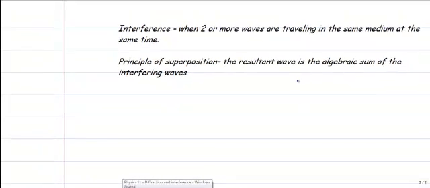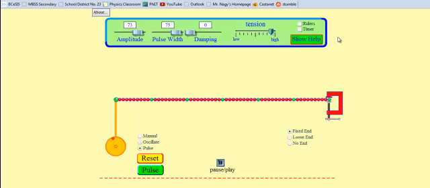Okay, and now on to interference. Interference is going to occur when you have two or more waves traveling in the same medium at the same time. Okay, so here's what I'm going to do.